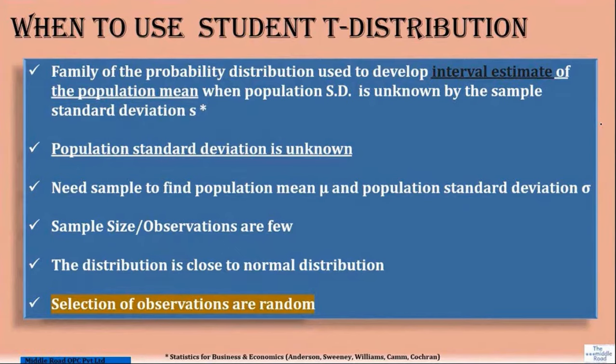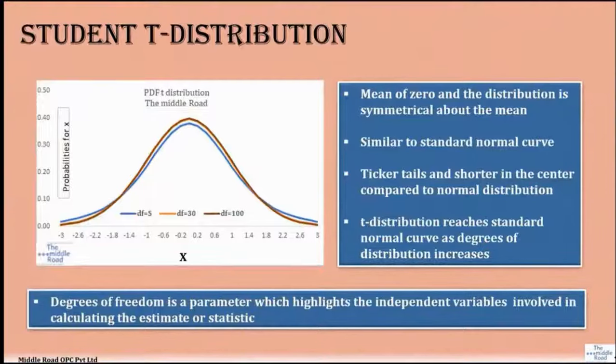When you're talking about the t distribution, they're very similar. This is from the family of probability distributions, and they are used when you do not have the population standard deviation. You will be using the sample standard deviation S, so that's one of the differences. You're using the sample standard deviation to get the interval estimate of the population mean. This is what we'll be calculating. The observations are random. We also talk about degrees of freedom.